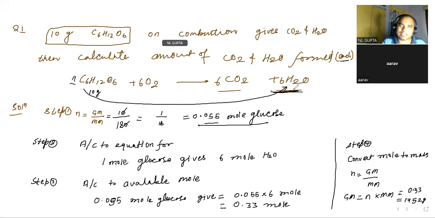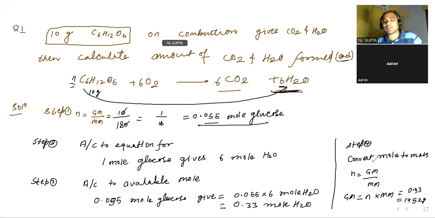See the equation. Yes or no? Here 6 is there and here 1 is there. So available mole, how much? 10 gram they have given, which means 0.055 mole. So 0.055 mole glucose gives how much? By multiplication you can do it. So 0.055 into 6 mole H2O, right? How much are you getting? 0.33 mole H2O. Now you got it.